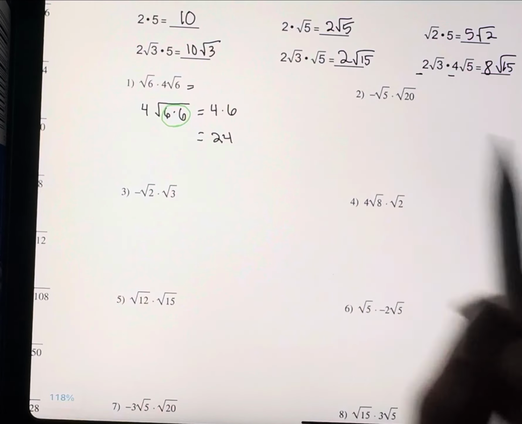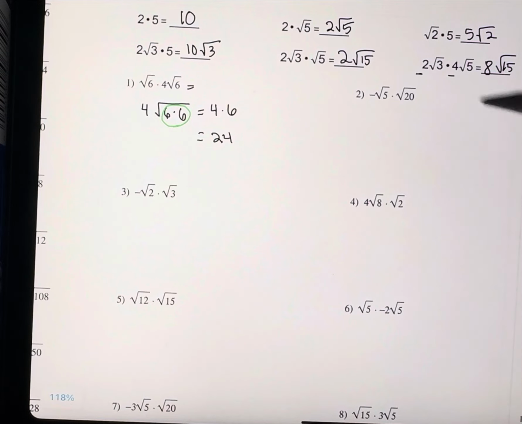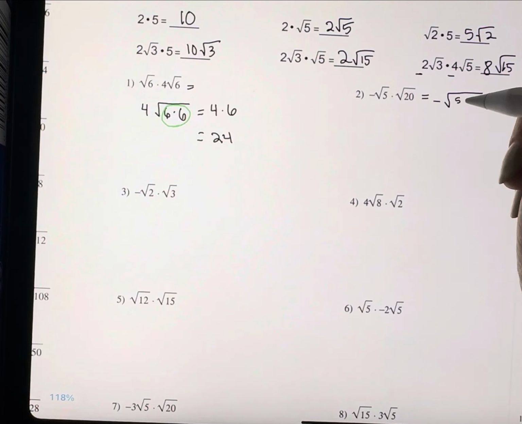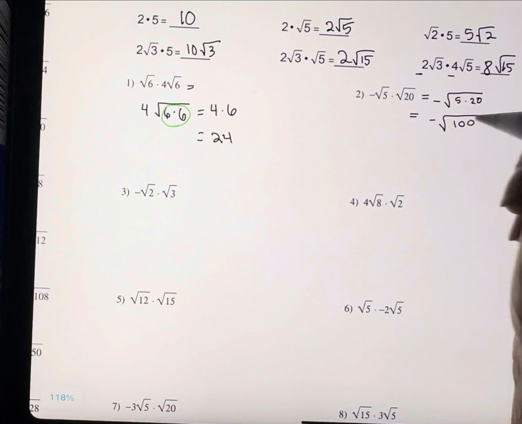Negative rad 5 times rad 20. The negative is outside the radical. It's going to stay outside the radical. Radical 5 times radical 20 is going to become radical 5 times 20. Now, I don't see any pairs there yet. So what I'll do is I'll just keep going. This is a negative radical. 5 times 20 is 100.